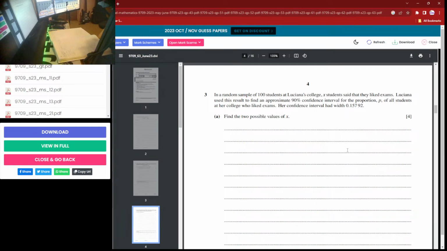A random sample of 100 students at Louisiana's college. X students said they liked exams. Louisiana used this result to find an approximate 90% confidence interval for the proportion p, of width 0.15792. Okay.